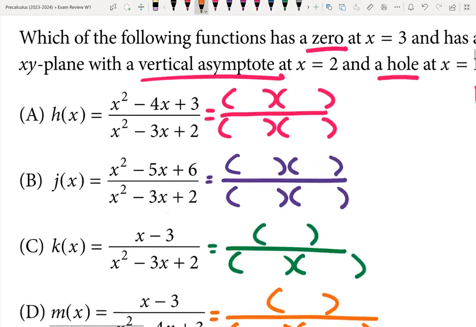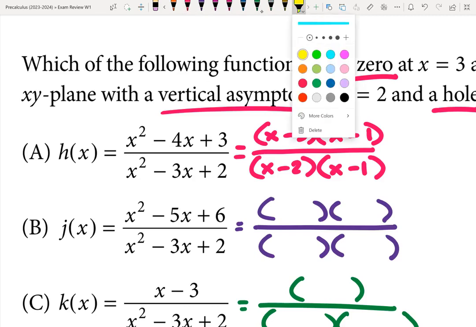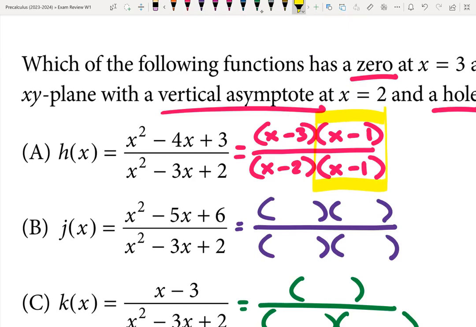All right, let's go ahead and look at this. Let's start with A. What is the factored form of A in the top? What's my two factors? X minus 3 and? It's minus 1, okay. And on the bottom? Now, I always like to look for holes first. How do we notice a hole? Exactly, when the top and bottom match. Do we have a match? What is it? The x minus 1. There's our match.